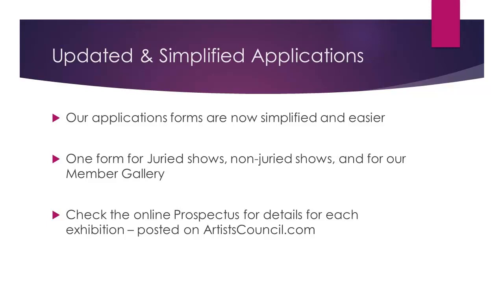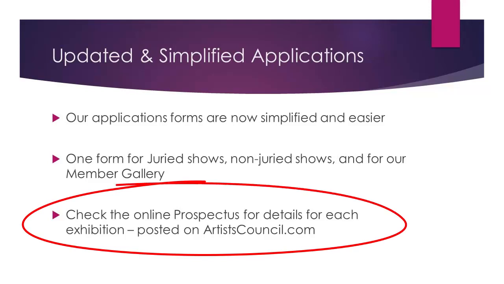Each exhibition may be a little different in the number of entries that are allowed and the number of images that you can upload, or the price of the entry fee, or the dimensions, but they will all follow roughly the same format. Each of our exhibitions begins with a prospectus, which will be posted on the Artists Council website when the application process begins. The prospectus will have a link to the application itself, an online form that you fill out from your computer.